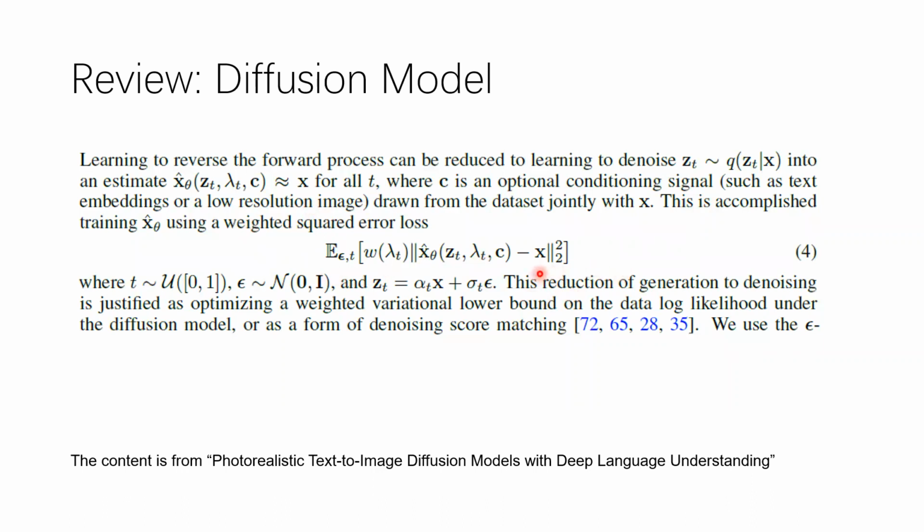So x is the original input and z_t is the noised version. Lambda_t is like the power of the noise, and c is the conditioning signal, and you just try to reconstruct the input image from these inputs. That's the learning goal of the diffusion model. These are things we talked about in the previous weeks.